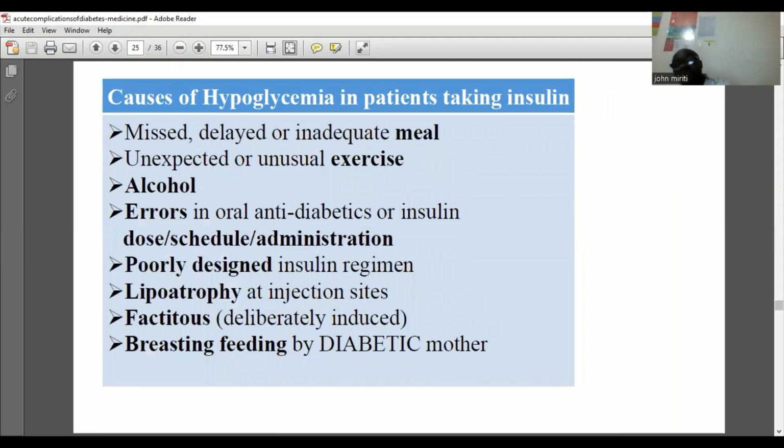So in our day-to-day life, we experience a lot of patients with hypoglycemia, either in the outpatient, in the inpatient, in the dialysis room, all these cases. So what are the causes of hypoglycemia?